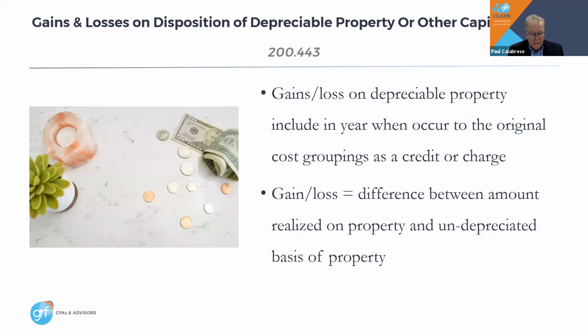Joe? Yeah. So gains and losses when you dispose of depreciable property or other capital assets are allowable. You have to record them in the year in which the disposal occurred, and you calculate it based on what the undepreciated balance is compared to what you disposed it as of, and either add that money back to the federal program or include it as an expense.